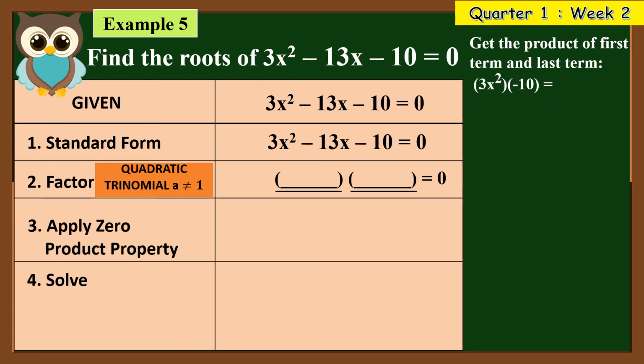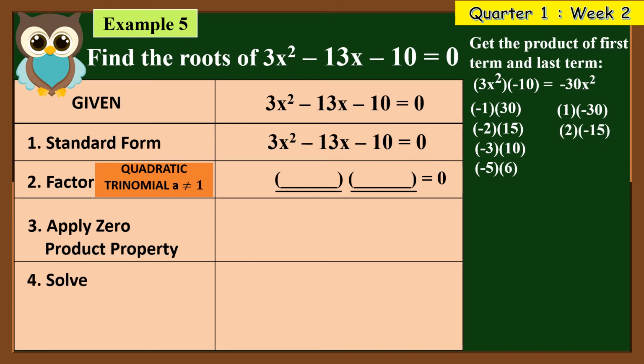So you have here 3x squared multiplied by negative 10, which will give us negative 30x squared. Then, we have to write all the possible factors, or numbers that whenever we multiply will give us a product of negative 30. The first ones we have are negative 1 multiplied by 30, negative 2 multiplied by 15, negative 3 multiplied by 10, negative 5 multiplied by 6, positive 1 multiplied by negative 30, positive 2 multiplied by negative 15, positive 3 multiplied by negative 10, and positive 5 multiplied by negative 6.